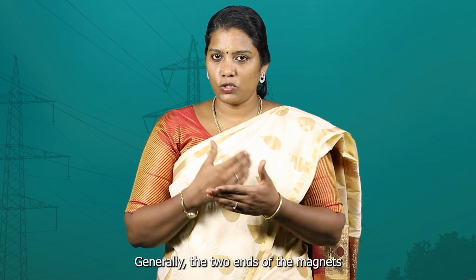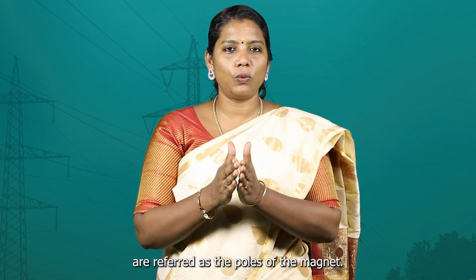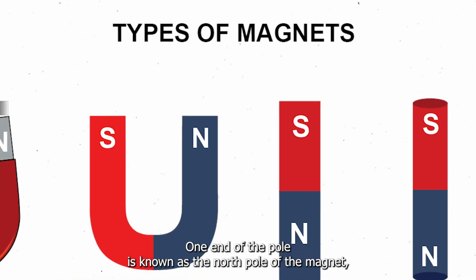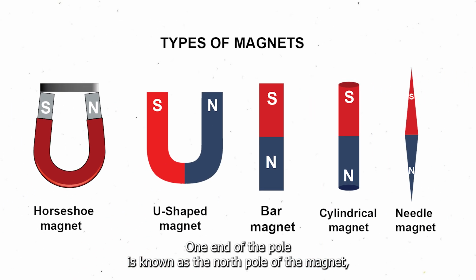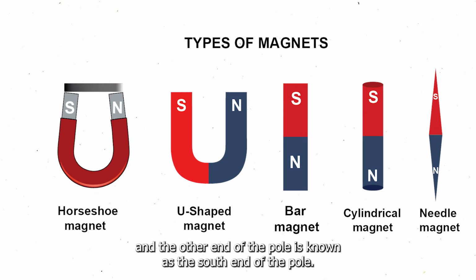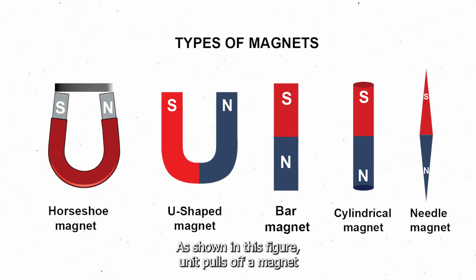Magnetic poles. Generally, the two ends of the magnet are referred to as the poles of the magnet. One end is known as the north pole of the magnet, and the other end is known as the south pole, as shown in this figure.